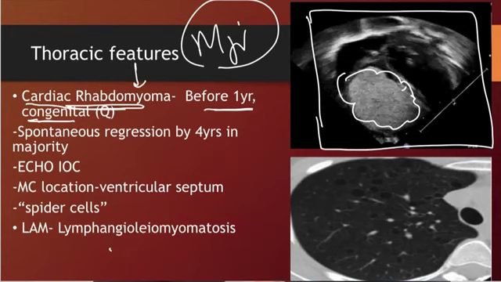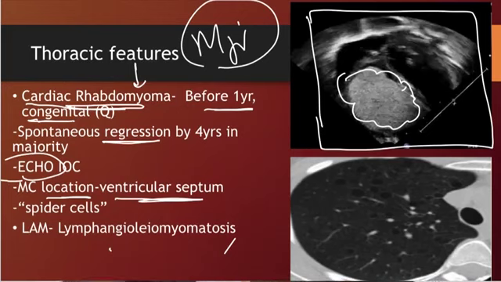So one more important fact, that most common location of cardiac rhabdomyoma is ventricular septum, and echocardiography is investigation of choice for cardiac rhabdomyoma. And one more important fact is that they will spontaneously regress by 4 years of age in majority of the population.